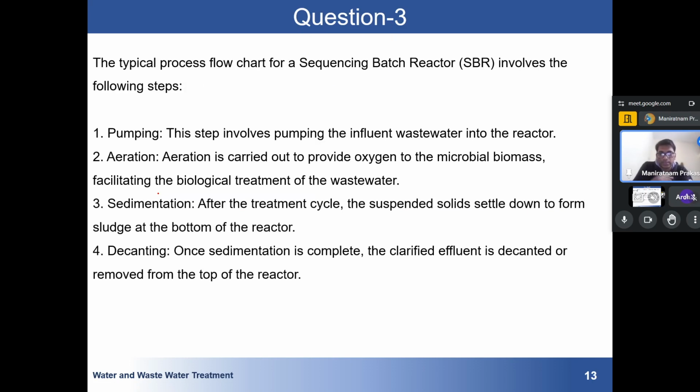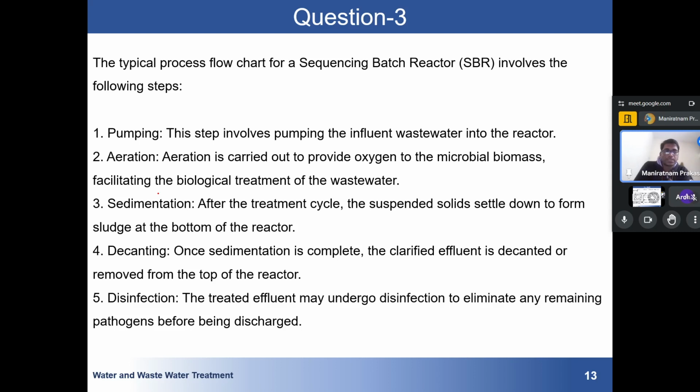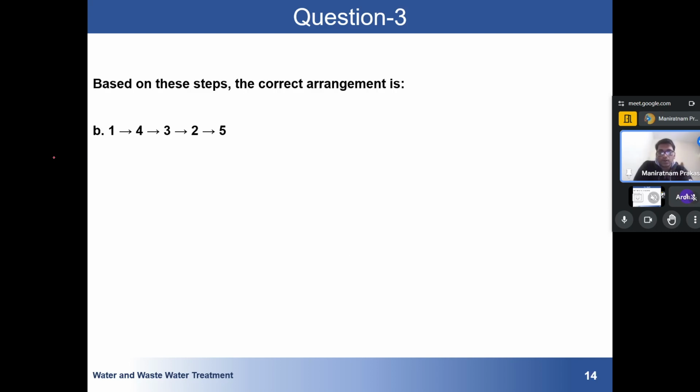That water should not contain any kind of pathogens, so I have to remove them. For that there are several disinfection methods, such as the use of chlorine or ozone and ultraviolet. That is an advanced topic. But before disposing, we disinfect with some kind of chemicals. So the overall answer will be B, and the processes will be 1 4 3 2 5.